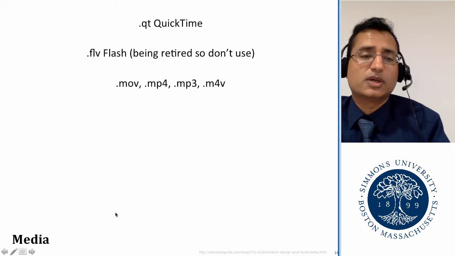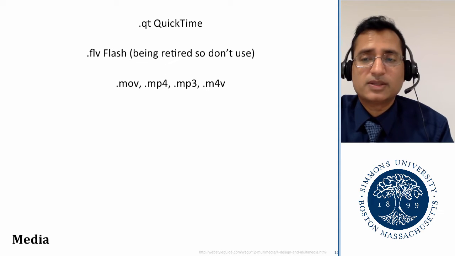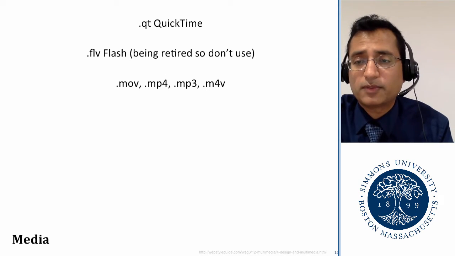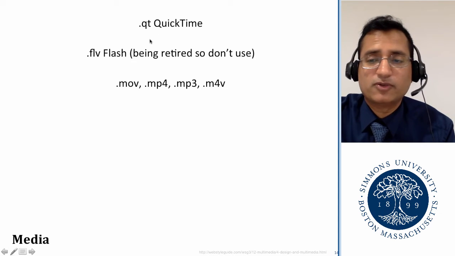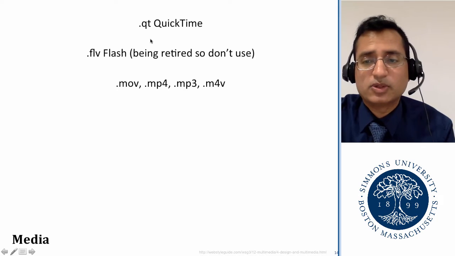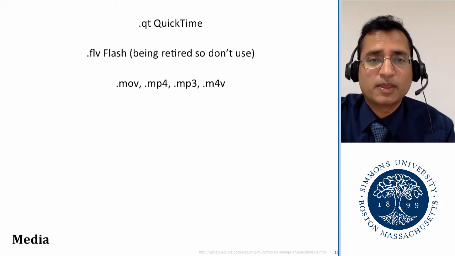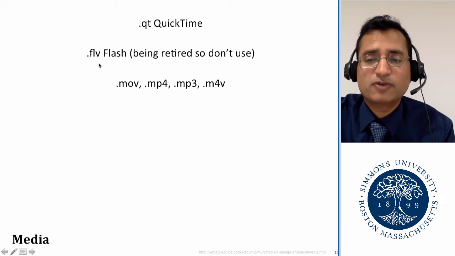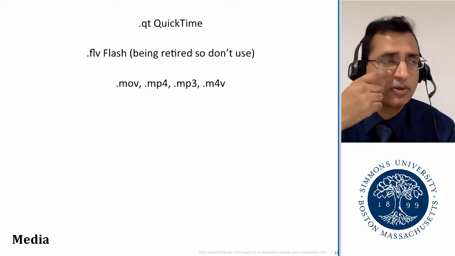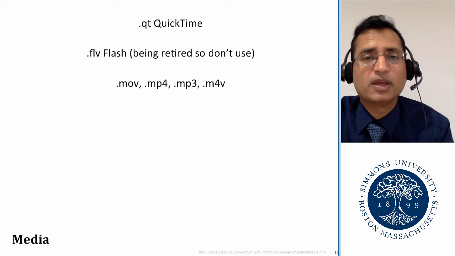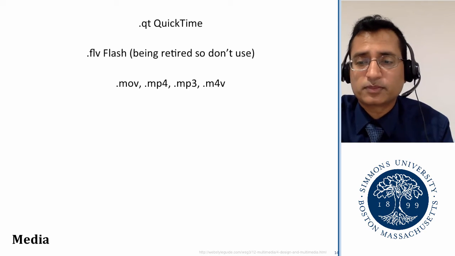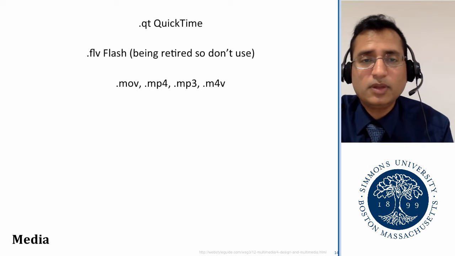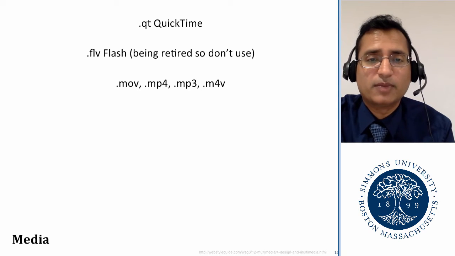And then let's talk about other media like video files. So here you have QuickTime, which is saved as a .qt format, and that's mostly an Apple format. And then there is the FLV or the Flash format. Now this is being retired. Adobe announced in 2017 that they would be retiring it by 2020. So it's not really a good idea to use this format anymore. And then you have other files like MOV, MP4, and MP3, etc.